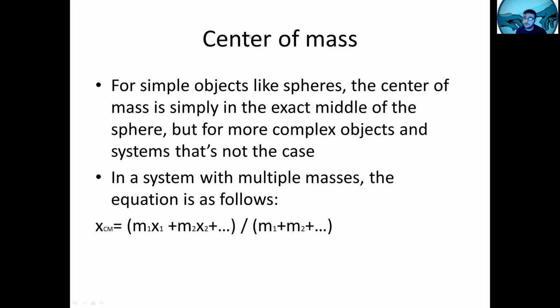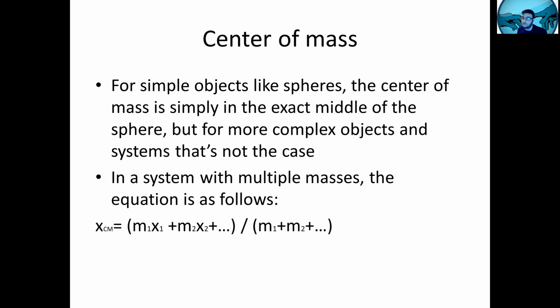Next, going along with that, we also have to learn about center of mass. For simple objects like a sphere, the center of mass is exactly the middle of the sphere, right? Makes sense? As long as it's a uniform sphere, it's in the middle. But for more complex objects and systems, that's not the case. For example, I have a water bottle here. What's the center of mass of the water bottle? It's not going to be exactly in the middle. It'll be somewhere else, especially in this water bottle where it's only half filled, right? If I put it like this, it's a different center of mass. And if you have a car or a person, it's a different center of mass.